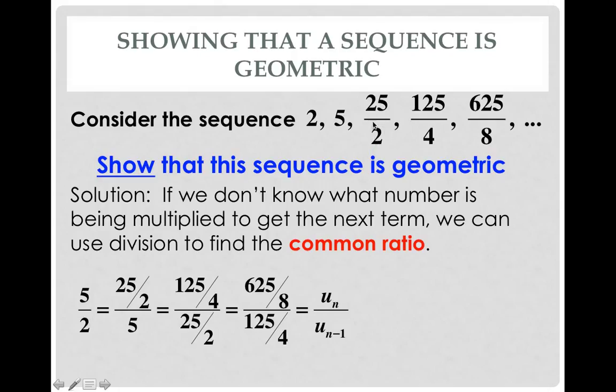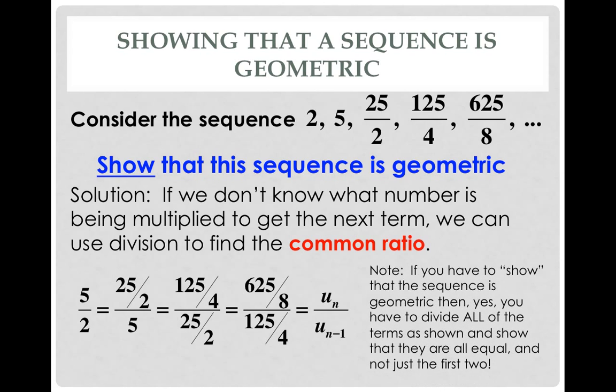And then what we have to do is keep going. We have to check that the third term divided by the second term makes the same ratio, and that the fourth term divided by the third term does too, all the way down the sequence until you get to the end of what is given. And so if all of these ratios simplify and are equivalent, then this is a geometric sequence, and you've shown that it's geometric because you've shown that all the ratios are equivalent.